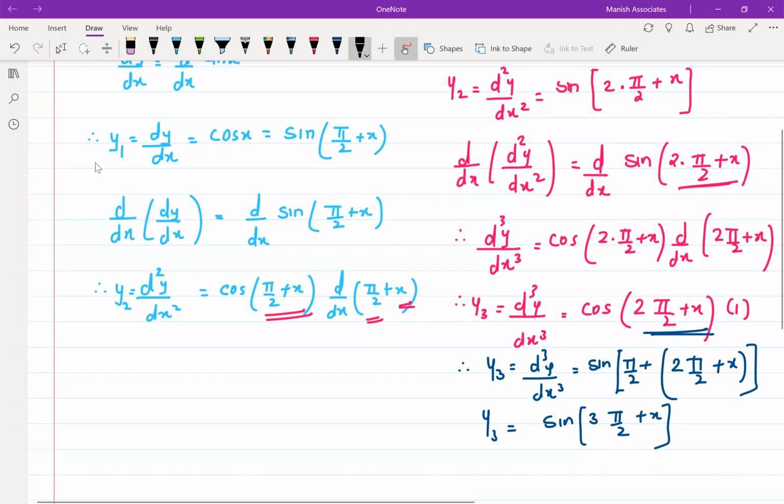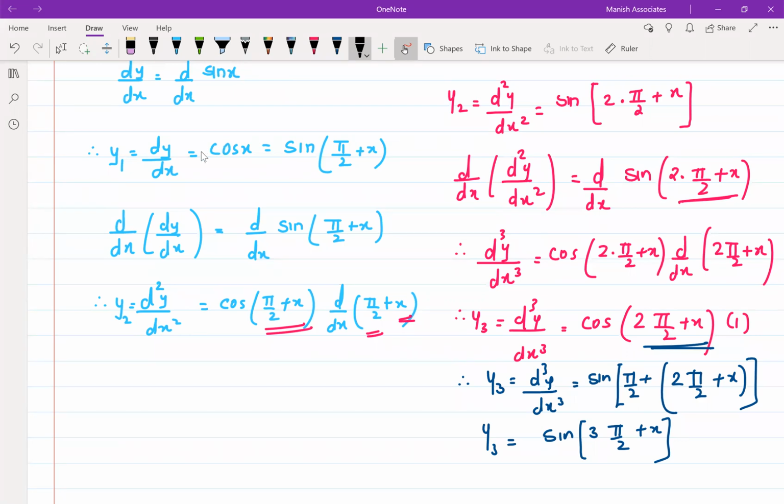when it is second order, you please see this relation, relation 2. When it is second order, you get here 2. When it is third order, you please see relation number 3 at the end. You get here 3. Are you getting it? So can you tell me what should be the nth order derivative? Come on. Your nth order derivative will be what? In the same fashion, it will be sine of n times pi by 2 plus x.